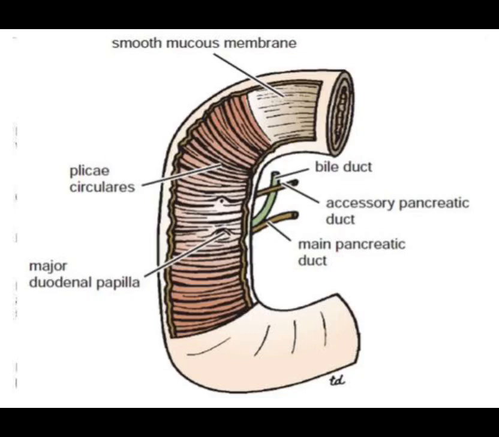Along with this, you also see some other structures like the plica semicircularis, which arches above the major papilla, and we have the plica longitudinalis, which is a vertical fold extending downwards from the major papilla. So these are the features which we see in the interior of the second part of the duodenum.